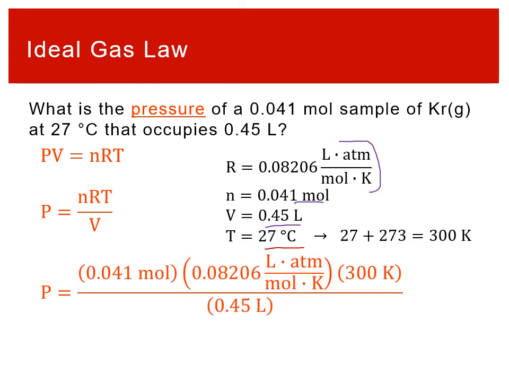So what we can do is we can take all those values and we can plug them in. And we can see that moles and moles cancel, Kelvin and Kelvin cancel, liters and liters cancel. So that's why we always want to make sure that our values are in the correct units, right? Pressure needs to be in atmospheres, liters, whatever, to make sure it comes out with what we would expect. If we plug in everything, we can determine that the pressure is 2.2 atmospheres.